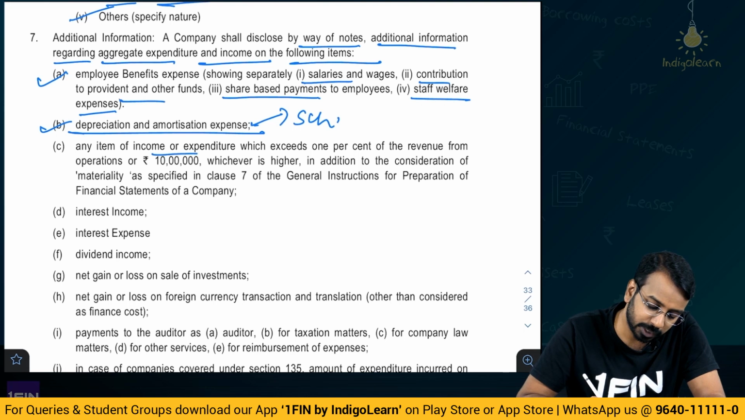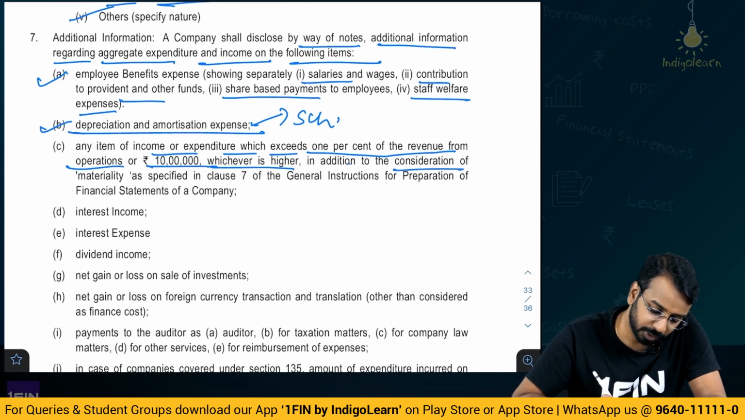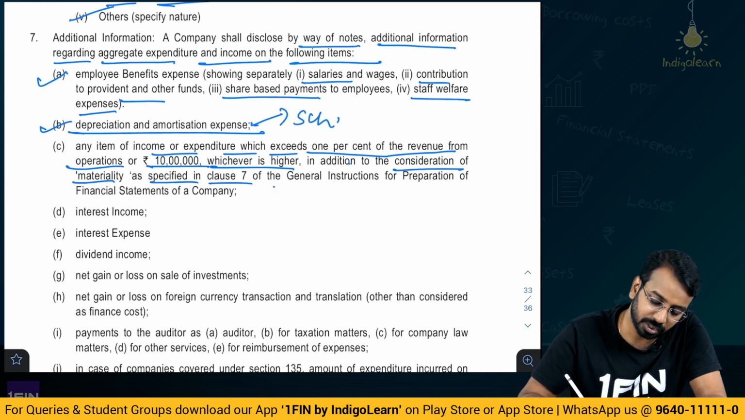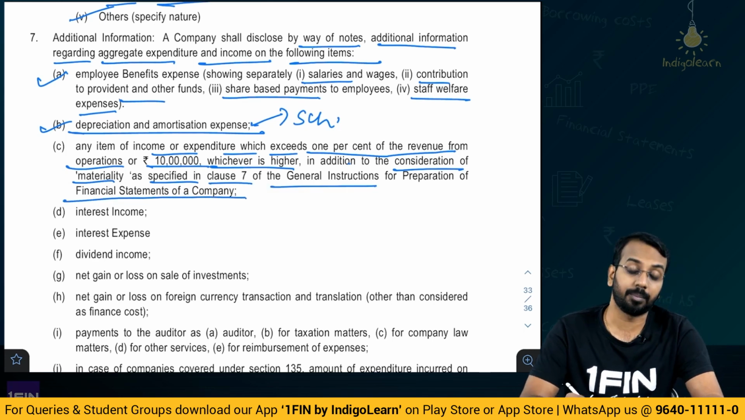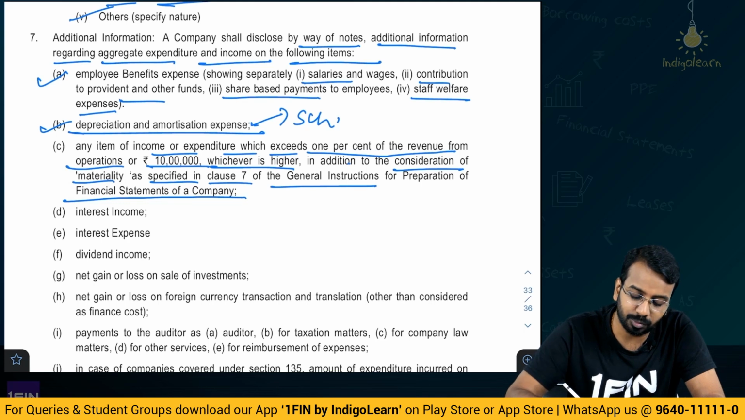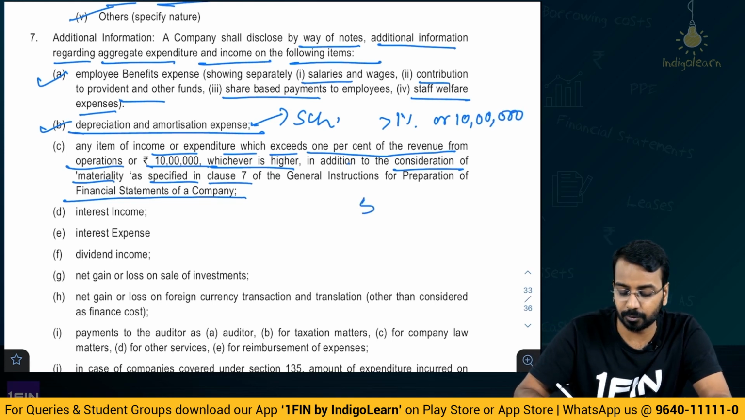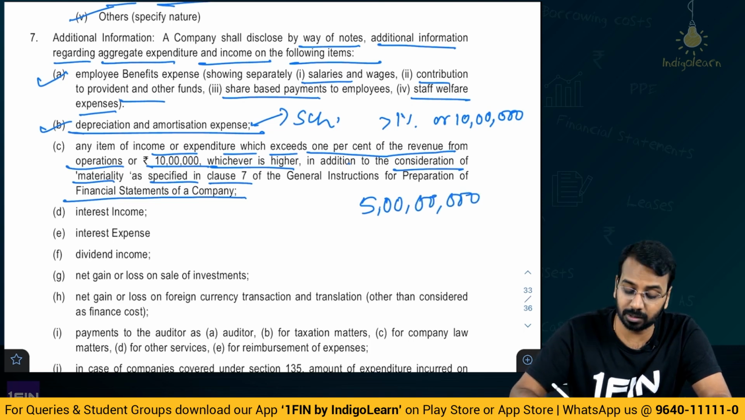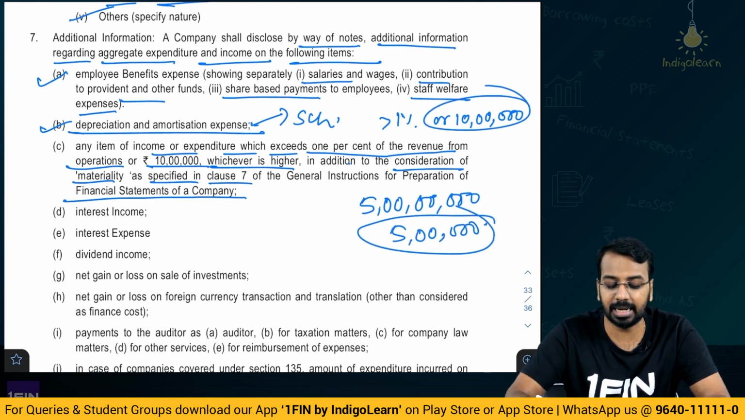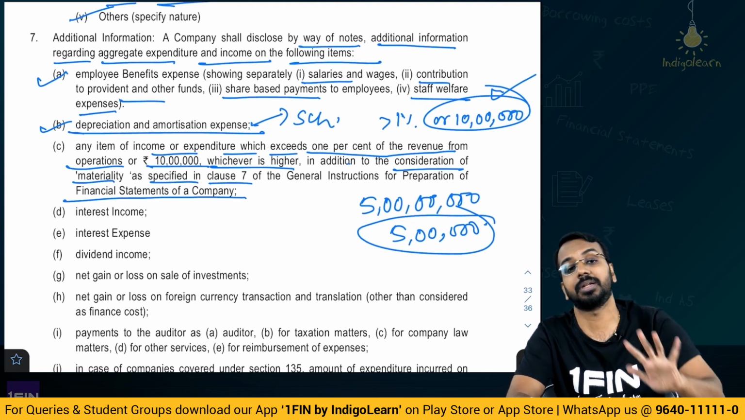Any item of income or expenditure which exceeds 1% of the revenue from operations or 10 lakhs, whichever is higher, in addition to the consideration of materiality as specified in clause 7 of the general instructions for preparation of financial statements of a company. So any item which is either more than 1% or 10 lakhs, whichever is greater. Say for example, the turnover is 5 crores. 1% of this is how much? 5 lakhs. 5 lakhs or 10 lakhs, whichever is higher, it is 10 lakhs. So any item greater than 10 lakhs, you have to disclose separately.